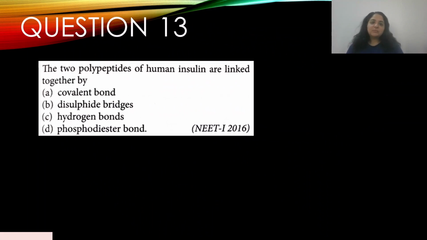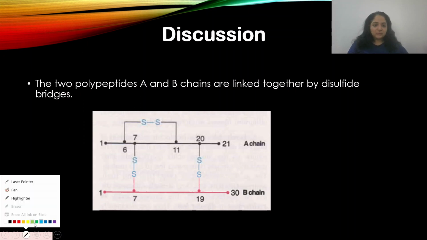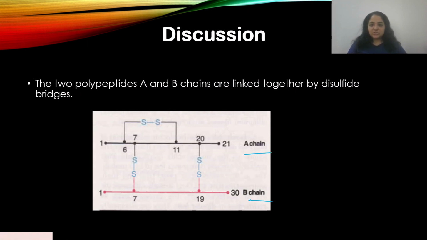Question number 13. The two polypeptides of human insulin are linked together by, this appeared in NEET 2016, A. Covalent bond, B. Disulfide bridges, C. Hydrogen bonds, D. Phosphodiester bond. We just discussed this a few questions back. The answer is B, disulfide bridges. You have your A chain and the B chain here, and you have these disulfide bridges. That's how these polypeptide chains are linked to each other. Okay, let's move on.